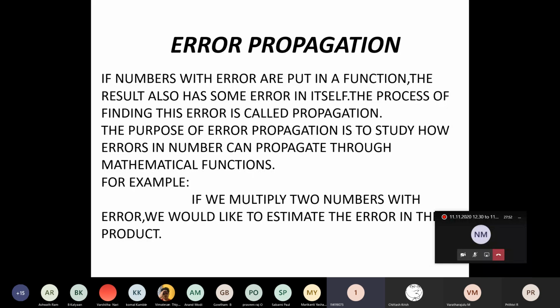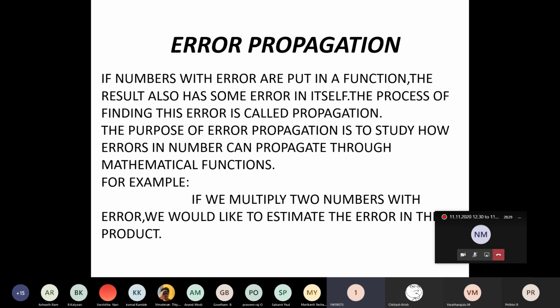Good afternoon, everyone. I am Nirmal and I am here to present the topic error propagation. First of all, let us know what is error propagation. Consider two numbers with errors. If these numbers are substituted into a function, it is obvious that the function also has some error. Therefore, the process of finding the error that the function has is called error propagation. That is what I also typed in the presentation. If numbers with error are put in a function, the result also has some error in itself. The process of finding this error is called propagation.